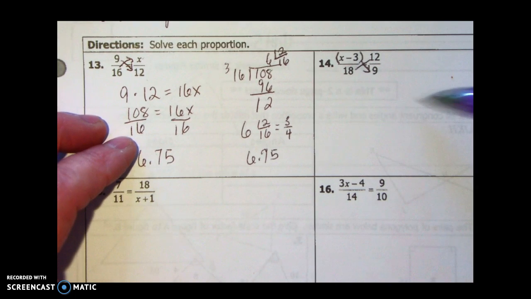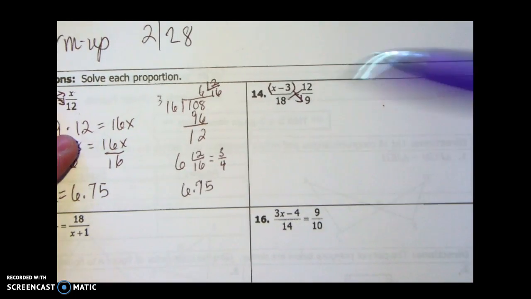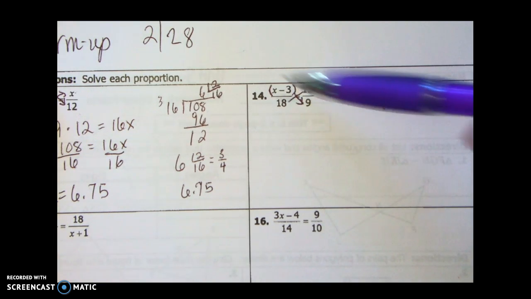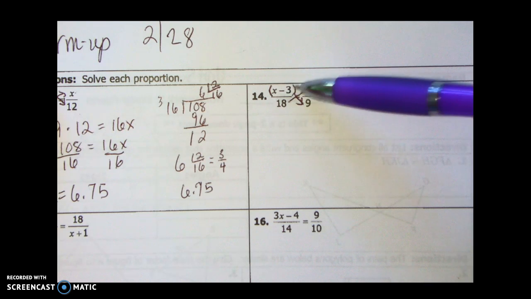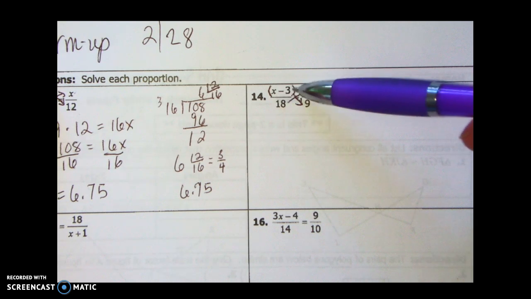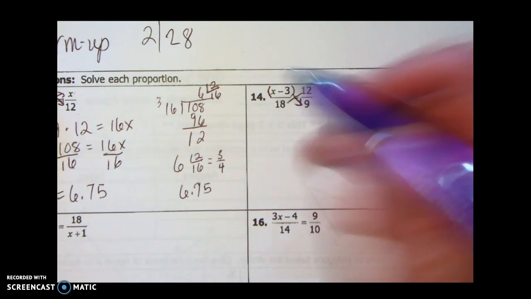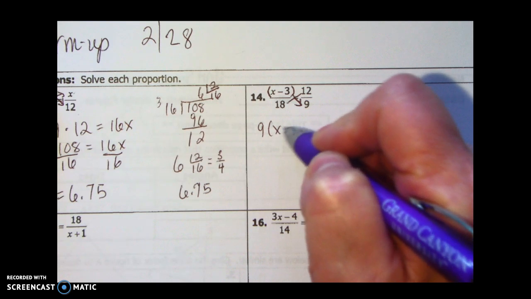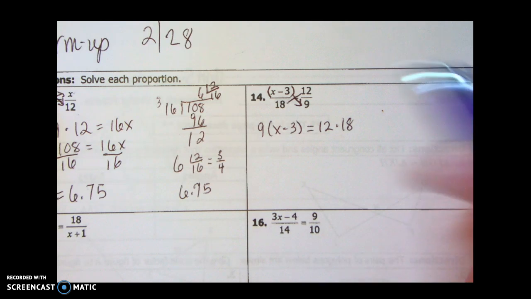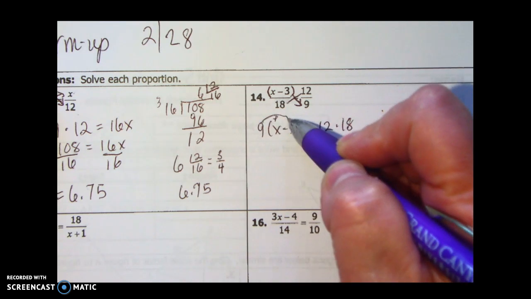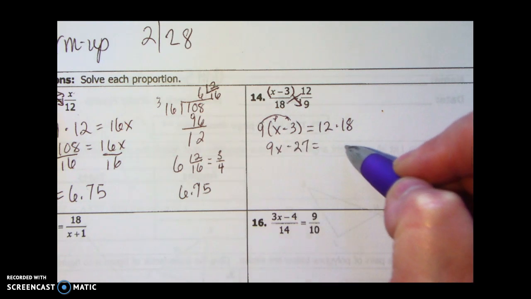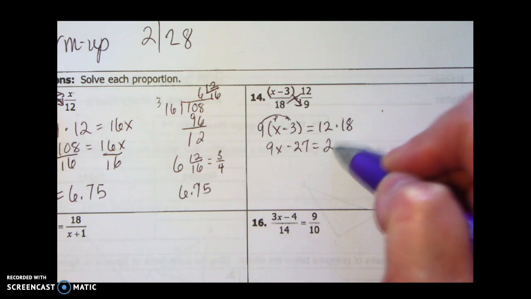Okay, now we have a different setup. This was not in parentheses. On your paper, it's not going to have parentheses, but you're going to put parentheses around it. The reason we do that is because we need to make sure that we remember to distribute. So this is going to be 9 times x minus 3 equals 12 times 18. And we distribute. We get 9x minus 27 equals, and 12 times 18 is 216.